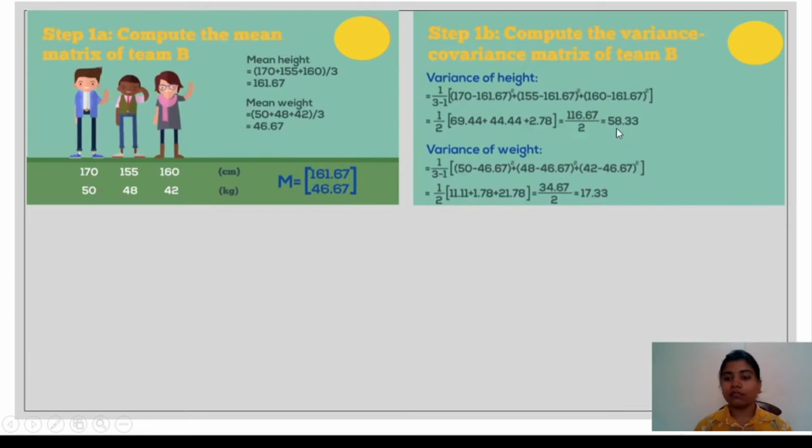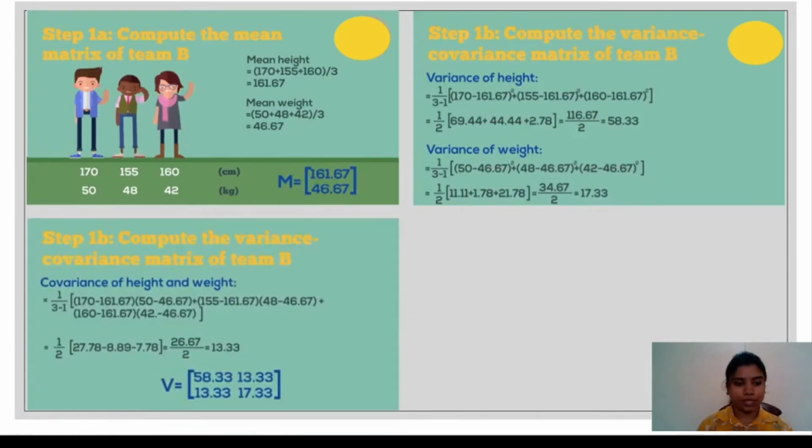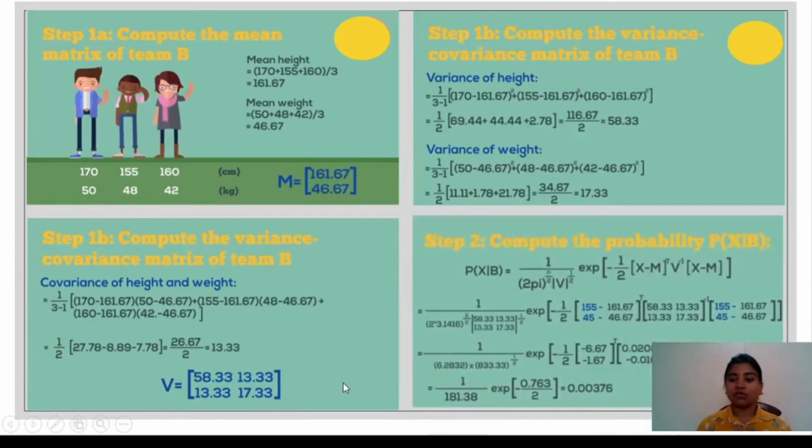After calculating, we get the values as 58.333 and 17.33. Now we will go for the covariance of team B. After calculating, we get the value as 13.33. And here we got our complete variance covariance matrix for team B, that is 58.33, 13.33, 13.33, 17.33. And now we will compute the probability for team B. After putting in all the values, we get the probability as 0.00376.